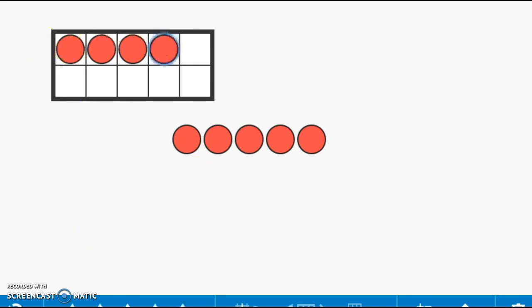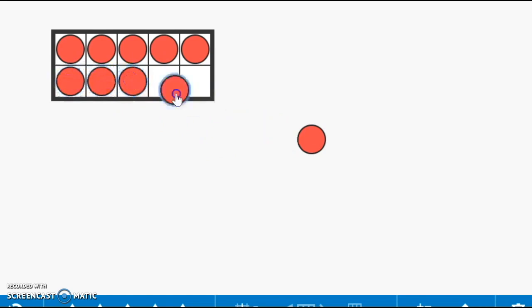So students say, well, we need 2 more on the top, and we need 5 more on the bottom, for a total of 7 red dots to get to 10. So asking these same types of questions over and over again in a variety of different ways helps students understand patterns, adding, subtracting, etc.